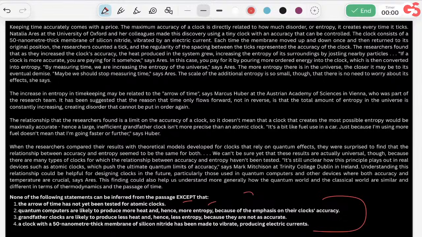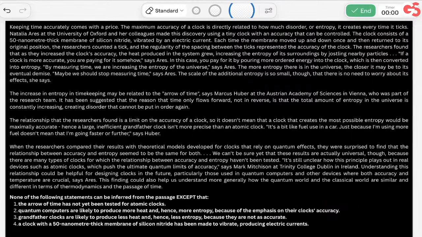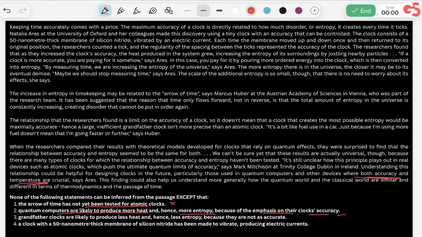None of the following can be inferred from the passage except. क्या इन्फर किया जा सकता है ये पूछ रहा है यहाँ पे. Okay, let's read one by one because everything is important. Every option needs to be read. Arrow of time has not yet been tested for atomic clocks. क्या बात इन्फर किया सकती है? Yes. बोला है ना हर क्लॉक पे नहीं किया गया अभी. Quantum computers are likely to produce more heat and hence more entropy because of the emphasis on their clock's accuracy. That is a possibility. है ना, यहाँ पे लिखा हुआ है. हमने किया नहीं है पर हो सकता है ऐसा हो जाए. Grandfather clocks are likely to produce less heat and hence less entropy.